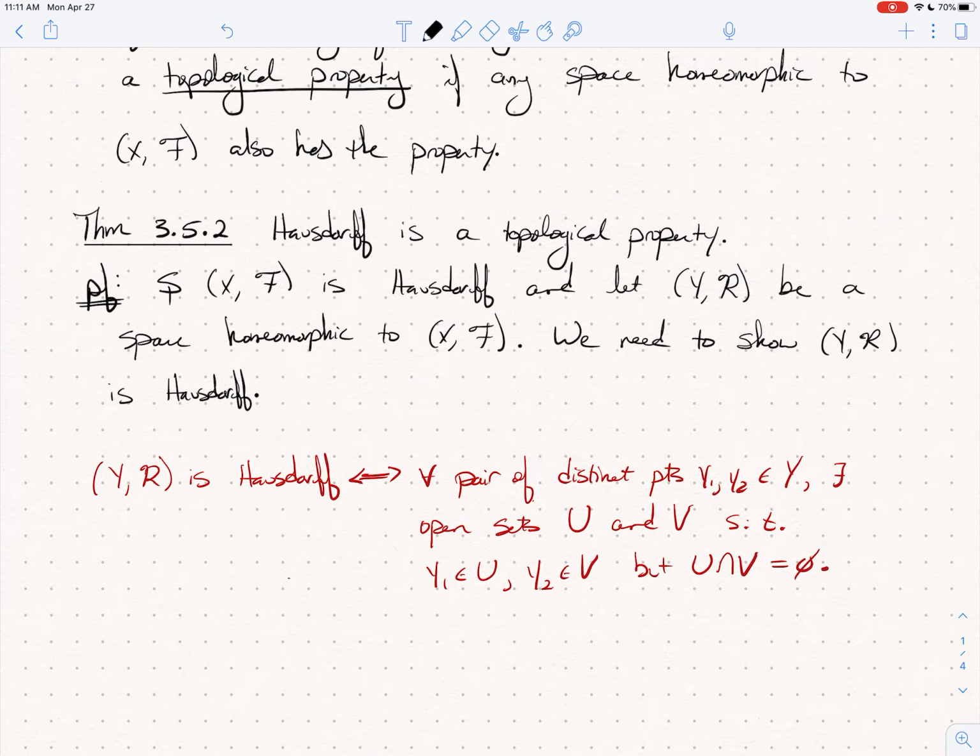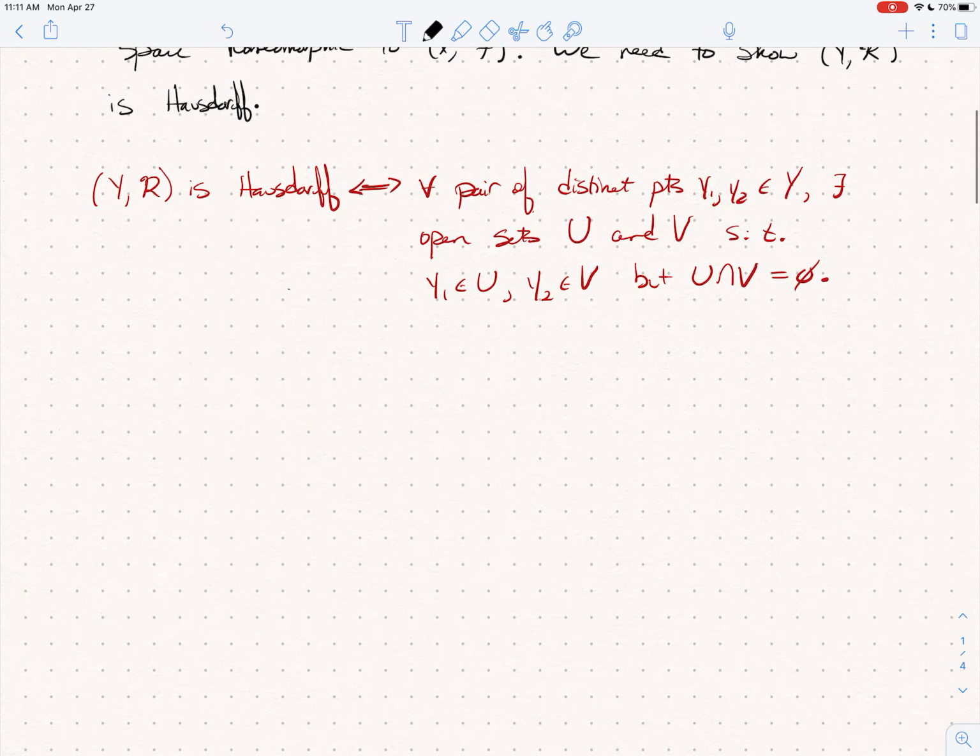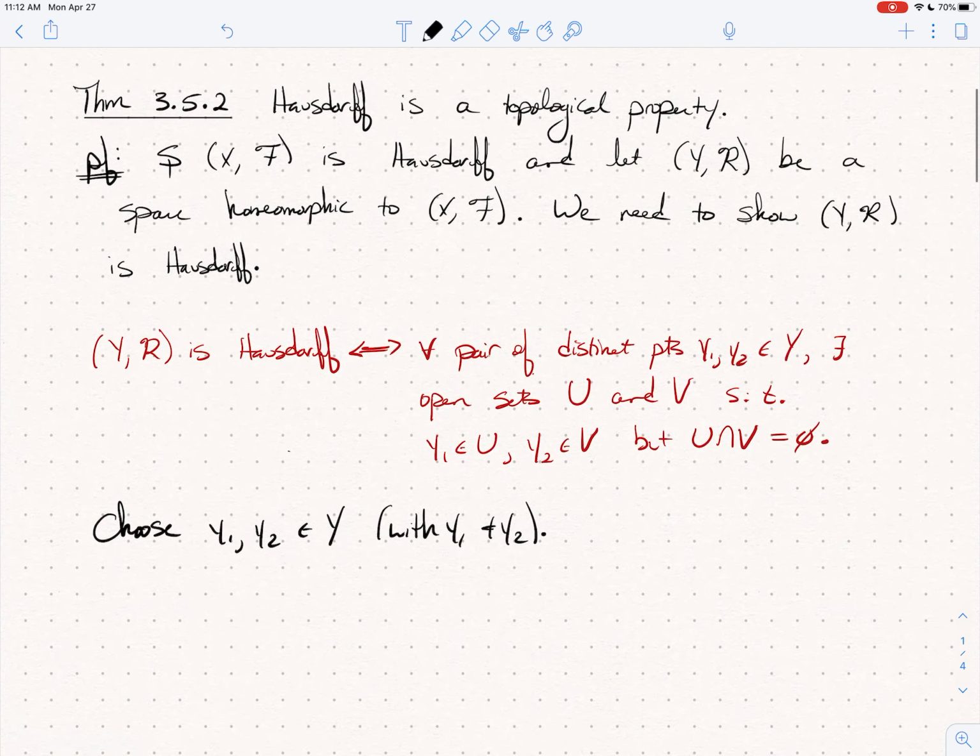So what are we going to do? Well, from the definition, we can kind of see the next step in the proof. We can say, all right, let's go ahead and choose our two points. So let's choose y1 and y2 in our set Y, and we should go ahead and say with y1 not equal to y2. All right, so now let's stop and think about what we are assuming. We're assuming that X is homeomorphic to Y. So let's write down what that means.